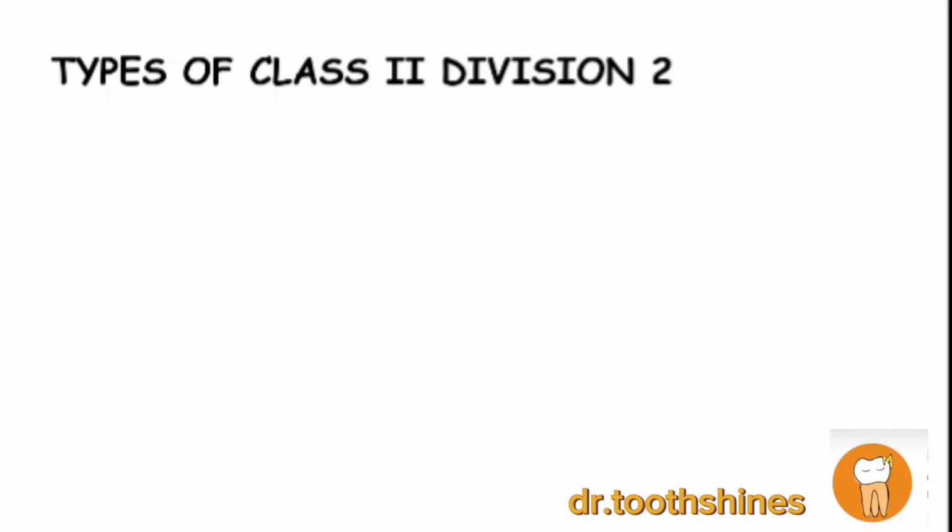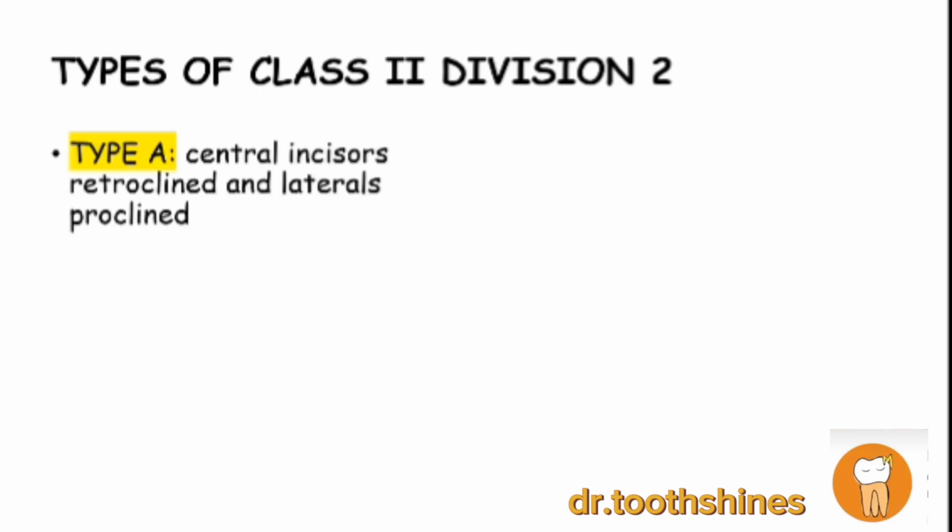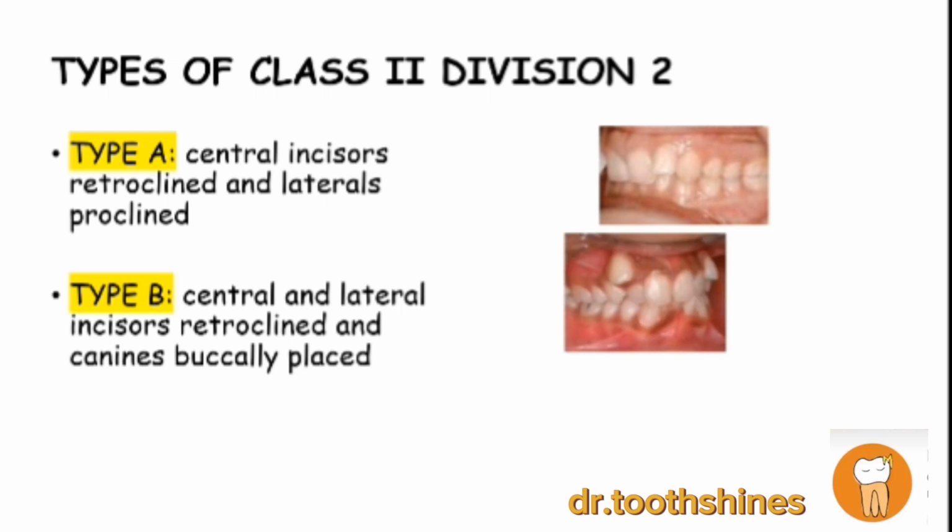Now we will talk about subdivisions, that means types of class 2 division 2. Type A: the central incisors are retroclined and the lateral incisors are proclined. Now type B: the central and lateral incisors both are retroclined and the canines are buccally placed. Look at the picture, both the central and lateral incisors are retroclined and the canines are buccally placed.